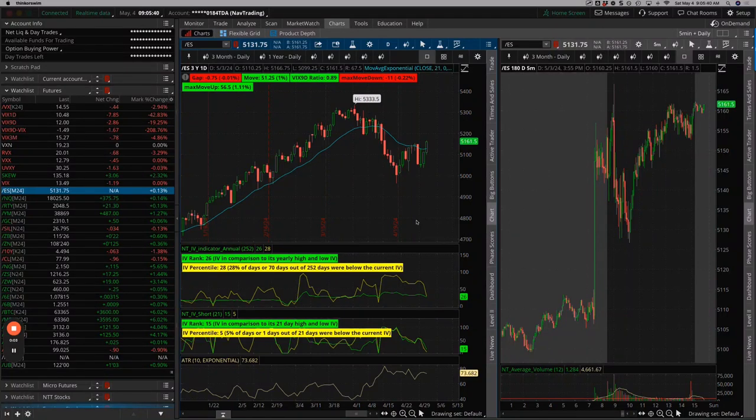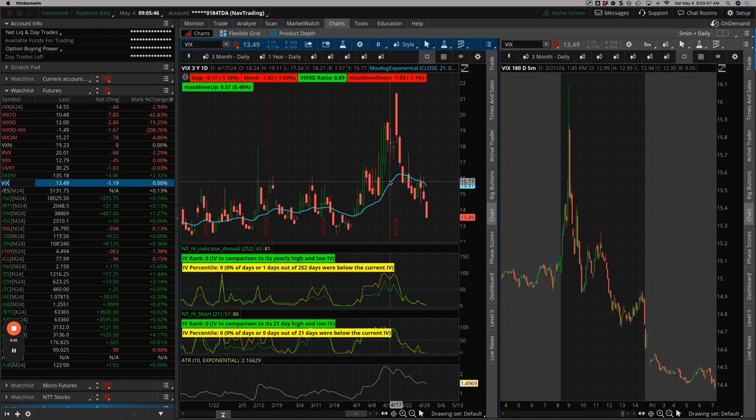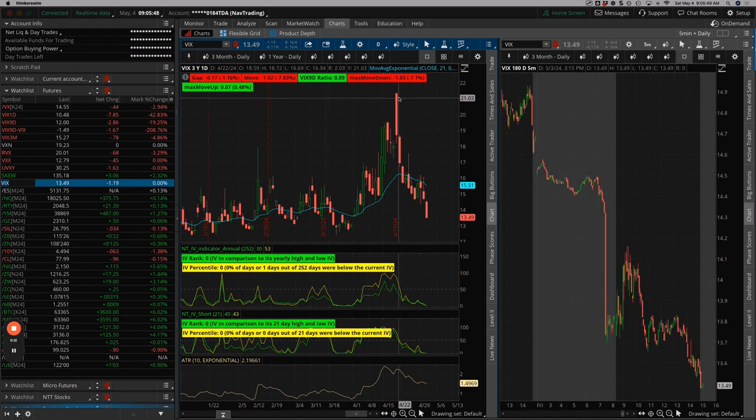Today is May 4th. Let's take a quick look at the markets for the week and then we'll jump into my trades. Starting with VIX, just a few short weeks ago, we peaked above 21 and now we're in the 13 handle. There goes your premiums. But we do what we can.